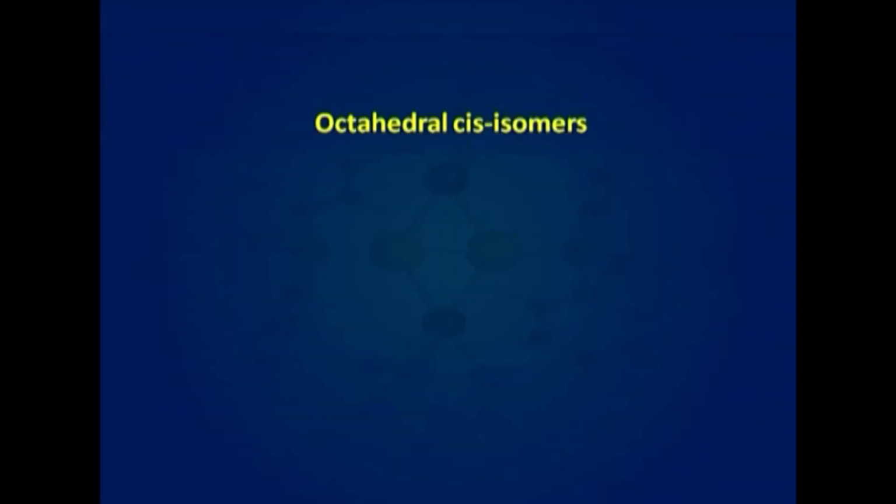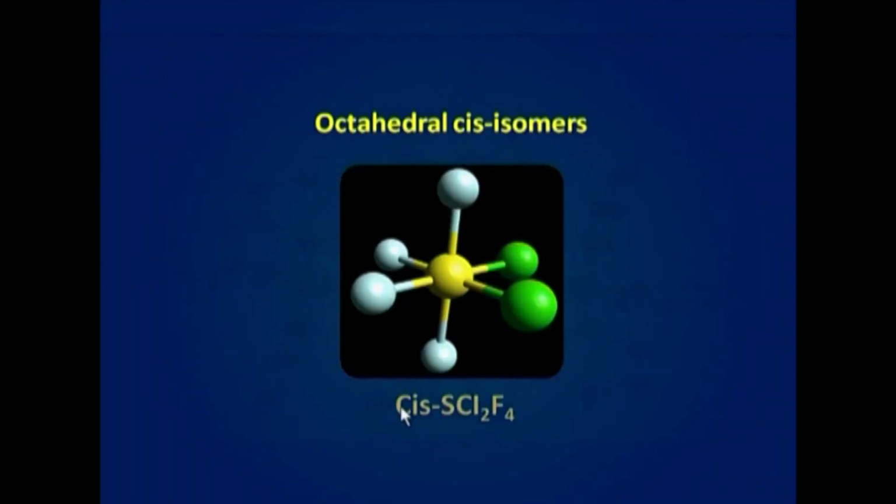Now, let us discuss a cis isomer of the type Ma2B4. Here is the example of cis SCl2F4. This isomer is cis isomer because both the chlorine ligands are on the same side and the bond angle between the chlorine atoms appears to be 90 degrees.